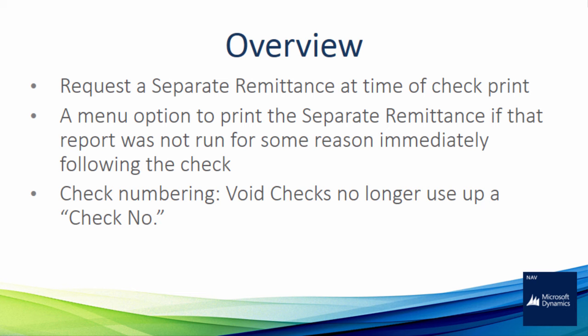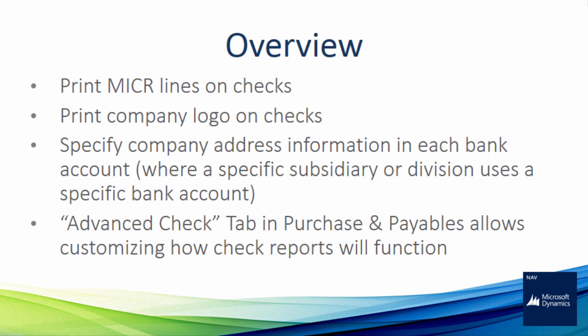The other is check numbering: void checks no longer use up a check number. There are some ways to commit checks a bit differently to avoid showing them in the register unless you truly are voiding the whole batch. There is also printing MICR lines on checks and printing the company logo on checks, along with the address information. What that allows us to do is order a single blank check stock for many companies, and then within those companies and bank accounts we simply define and set them up, but you're using one paper stock, saving you cost.